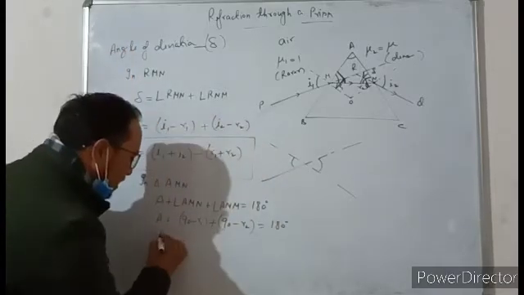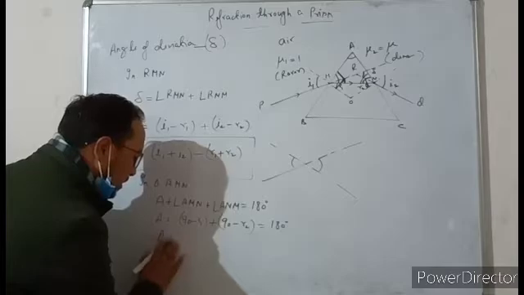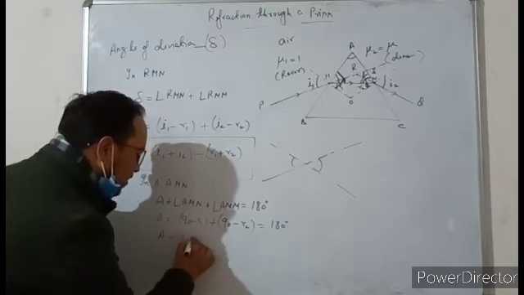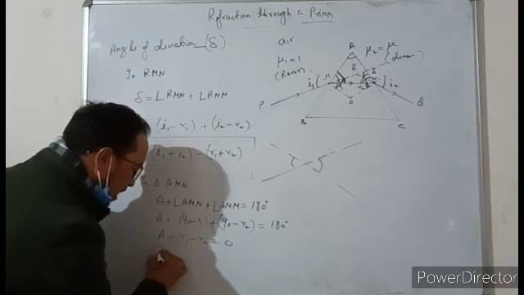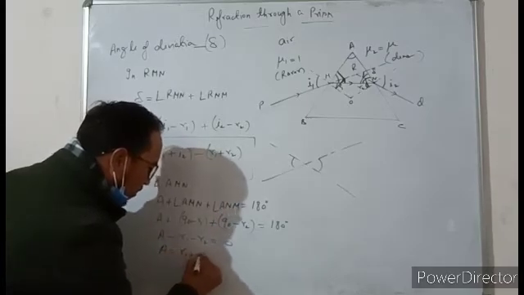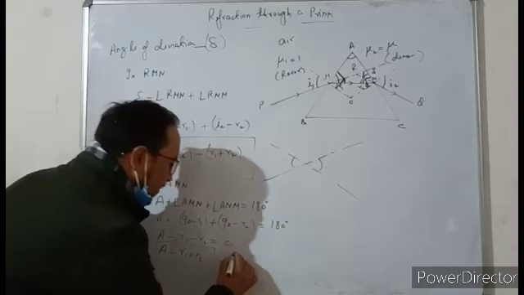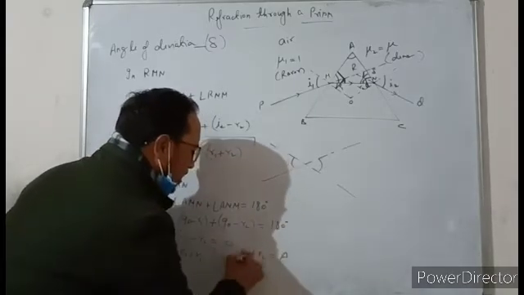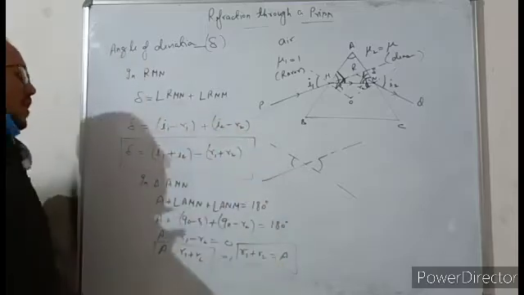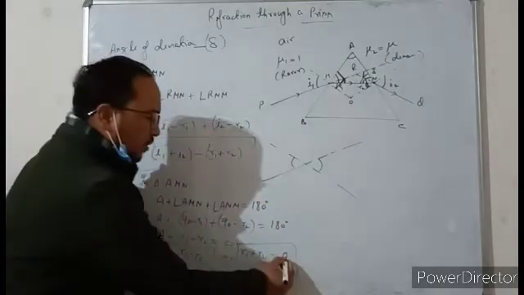We can say A minus R1 minus R2 is equal to 0. Or we can say A is equal to R1 plus R2. So, or simply we can say R1 plus R2 is equal to angle A. So here we can replace R1 plus R2 with the angle of prism.